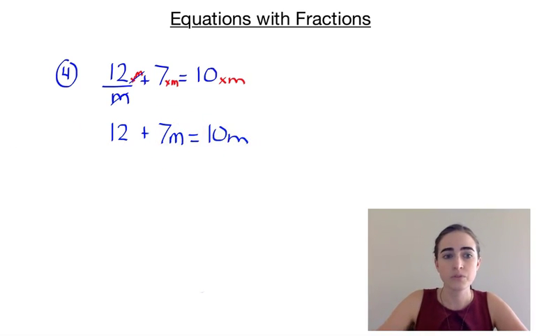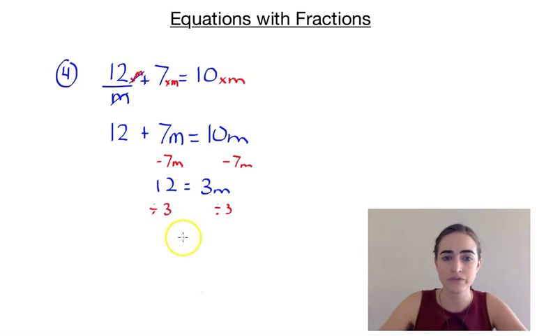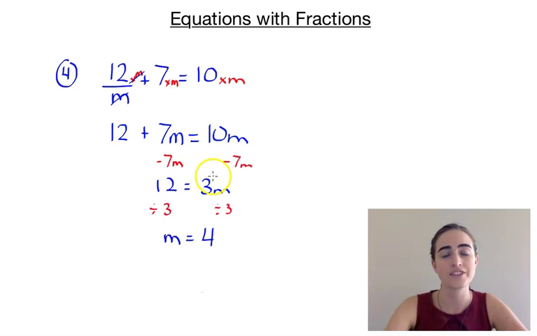Then we've got pronumerals on both sides, so we'll get rid of the smallest one. We'll subtract 7m from both sides, and we'll end up with 12 is equal to 3m. And then the last step is to divide both sides by 3. That'll give us a final answer, if we flip it around and write it the other way, of m is equal to 4. So those are a few examples of equations with fractions.